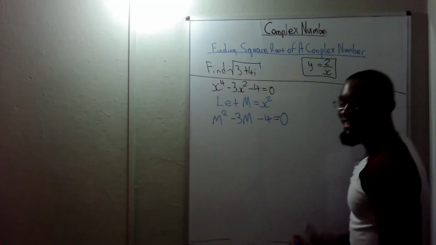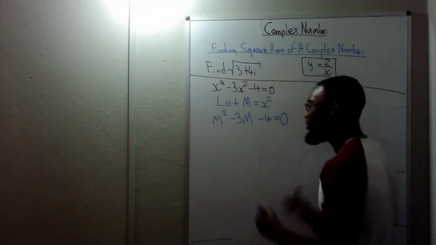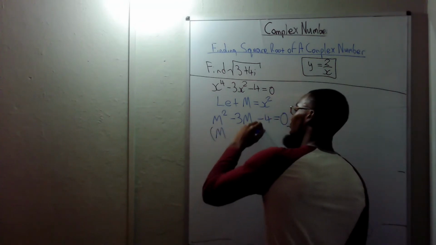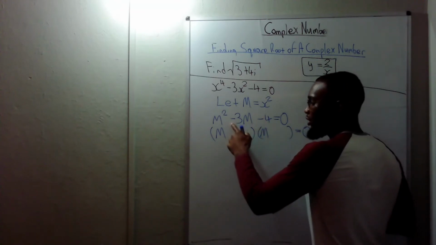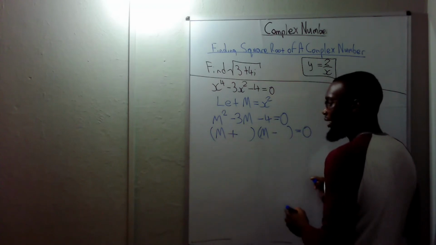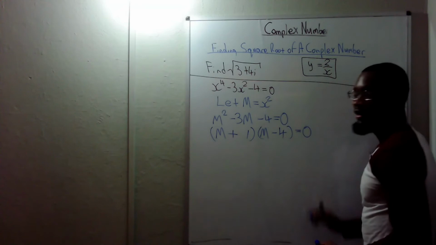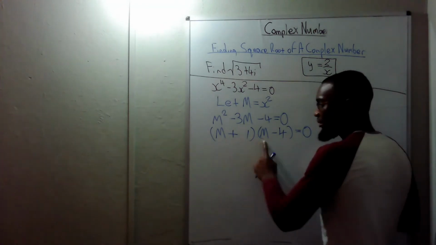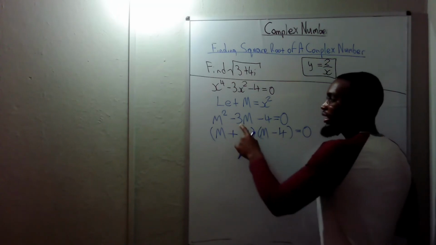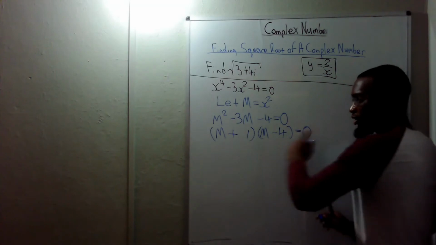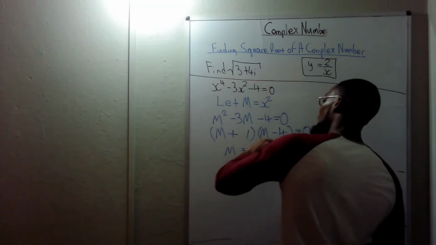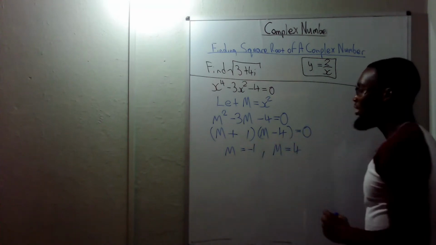What can we do next? Factorize. Beautiful. We have m, the signs are different because the product is negative, so a minus and a plus, with 4 and 1. You can check it: m squared, minus 4m, plus m, which gives you back minus 3m. So we factorized it correctly, and m is equal to negative 1 or m is equal to 4.